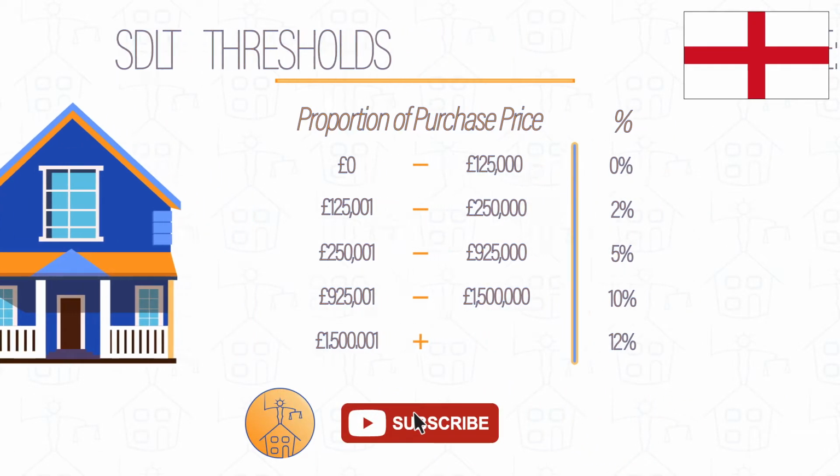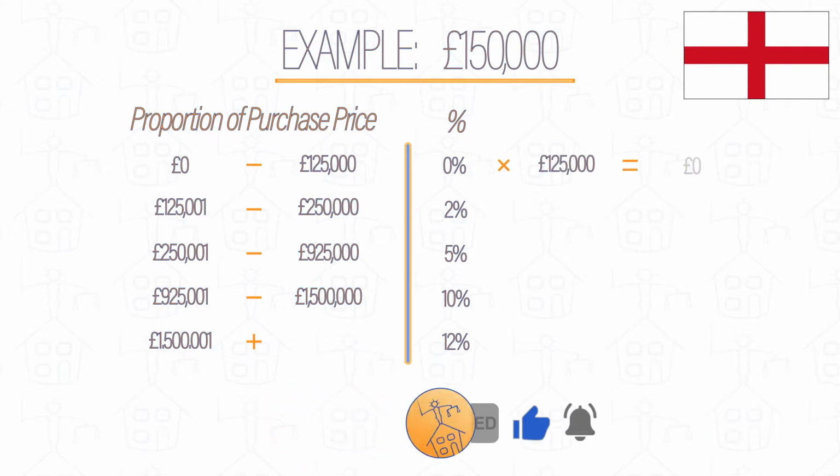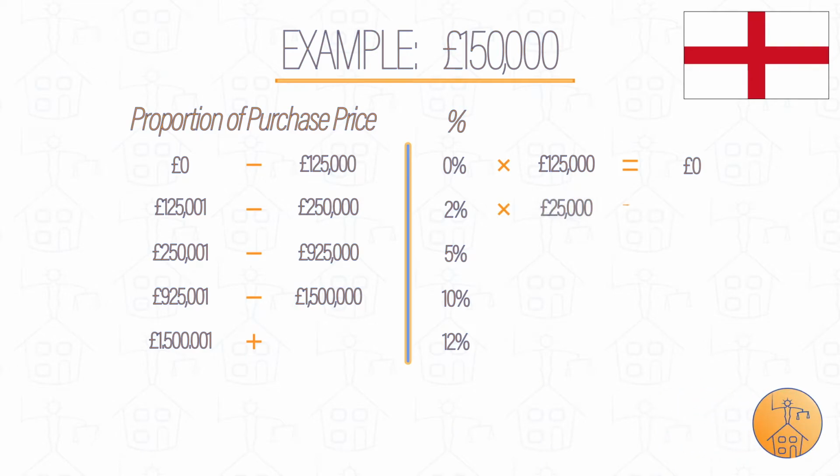Let's go through some examples. Let's say you're buying for £150,000. Now we know up to £125,000 is 0%. The next £25,000 will be charged at 2%, which is £500. So the total stamp duty land tax payable for a purchase of £150,000 is £500.